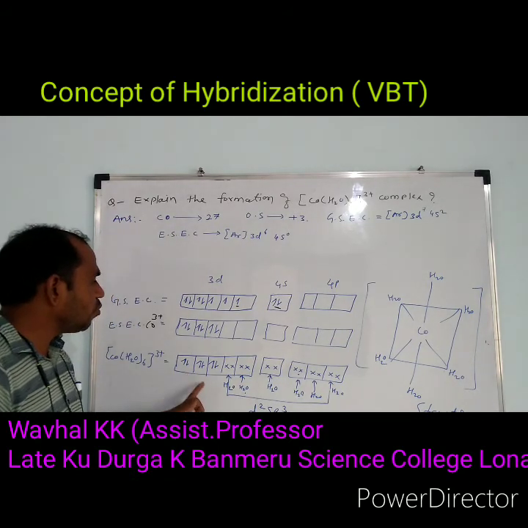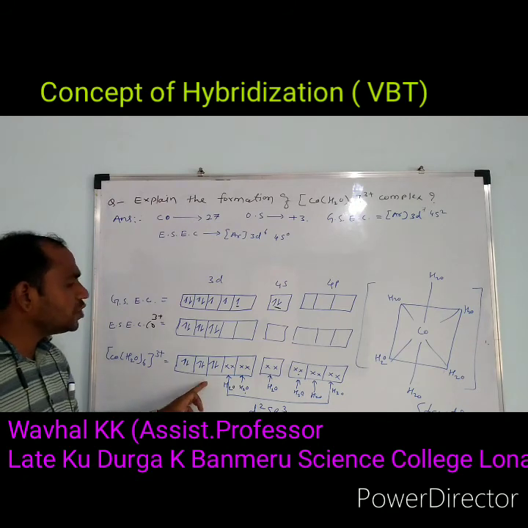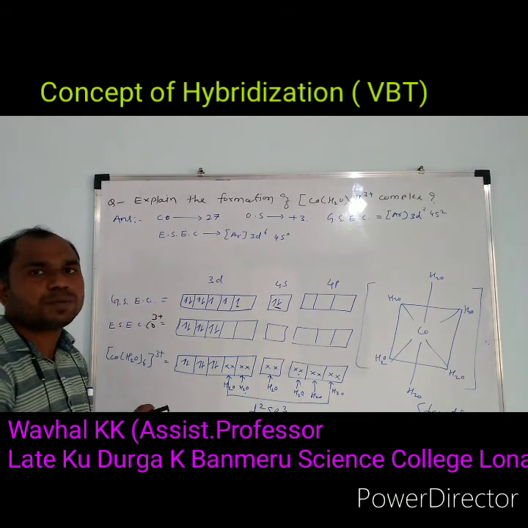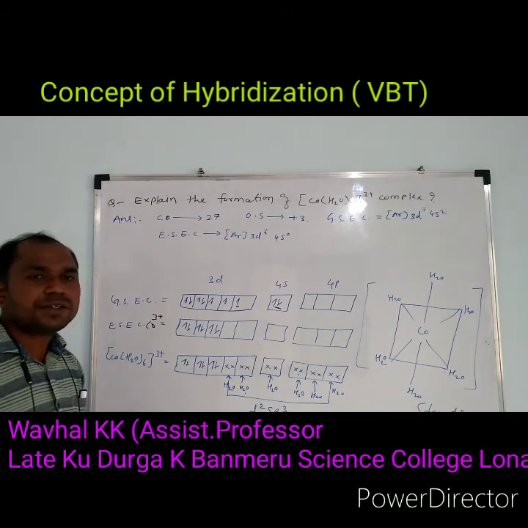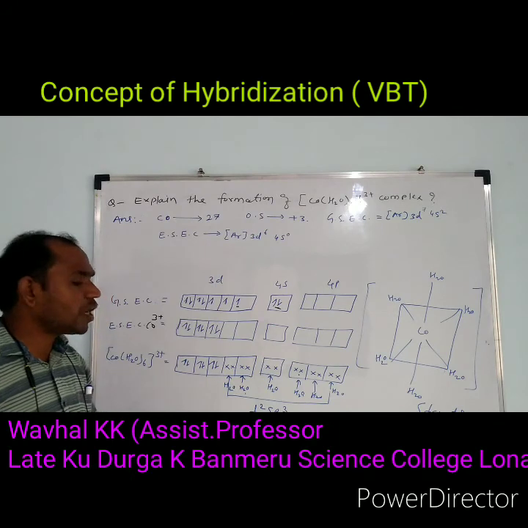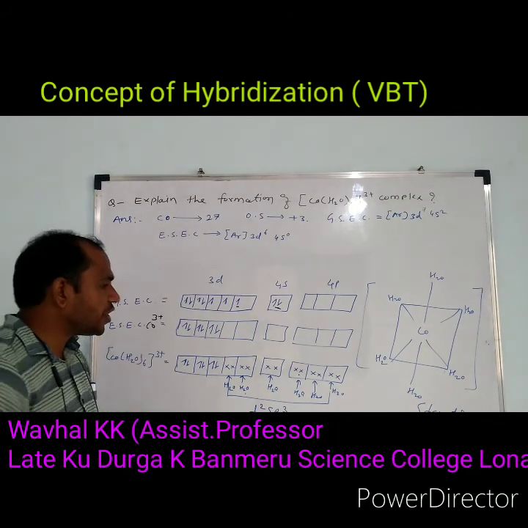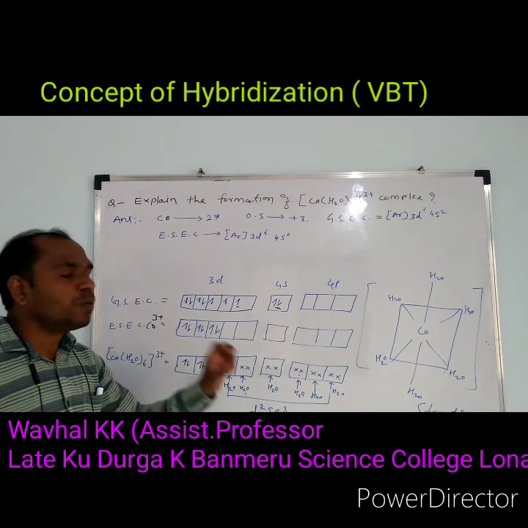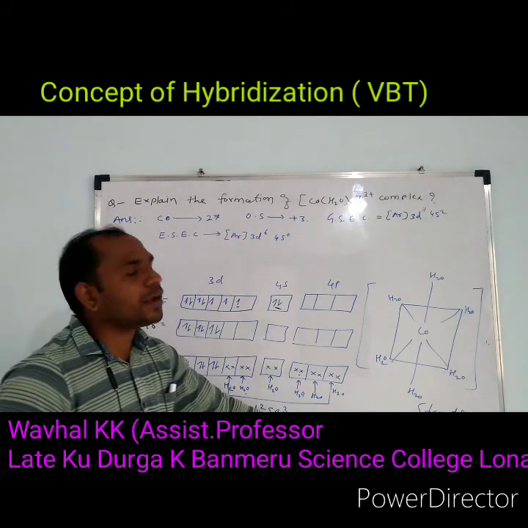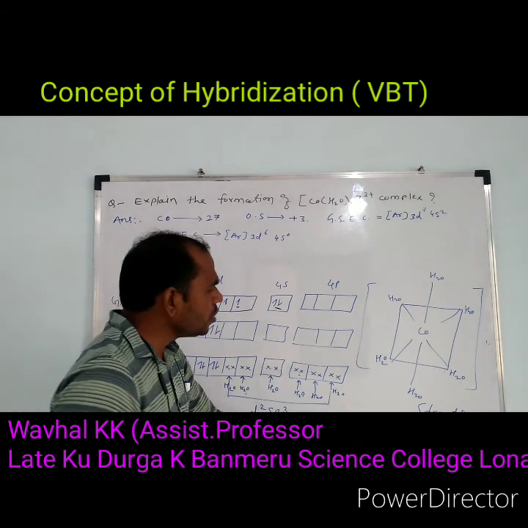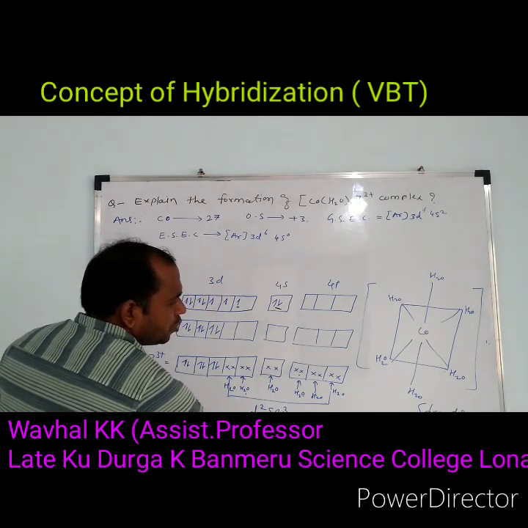In this complex, there is no unpaired electron. All the electrons are paired. Hence this molecule is diamagnetic in nature. The [Co(H2O)6]3+ complex is diamagnetic. If the hybridization is d2sp3, then the geometry of the molecule is octahedral. Then what is the structure? Octahedral geometry.